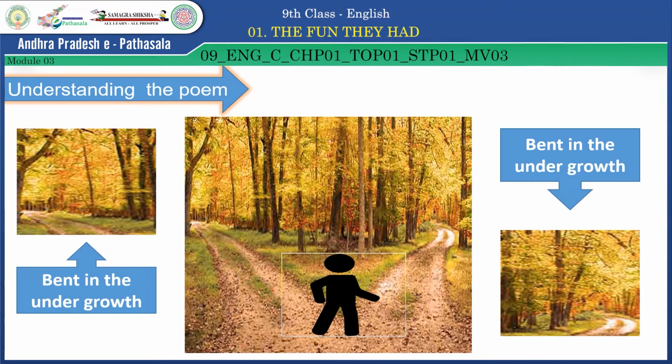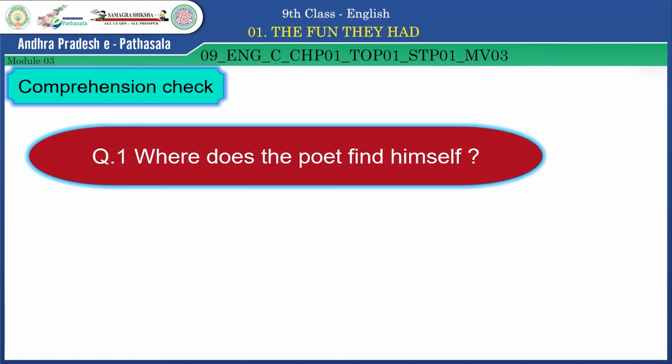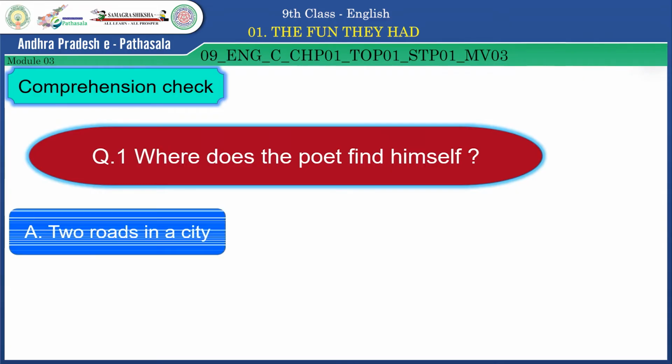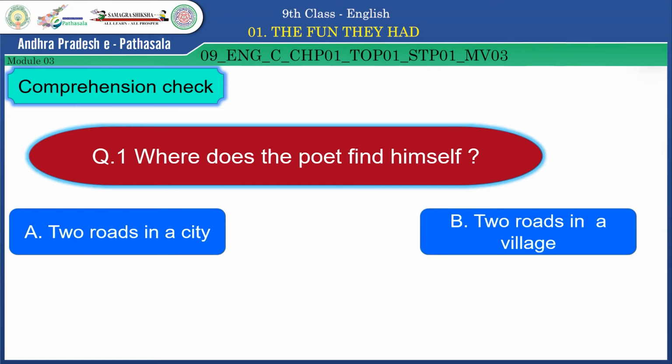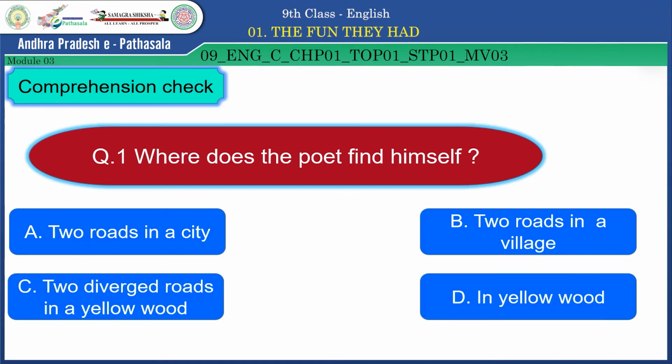Let's check our understanding with a few questions. Where does the poet find himself? Two roads in a city, two roads in a village, two diverged roads in a yellow wood? What is your answer as per the poem? Yes, you're right. Your answer is C. Hooray! Let's go to the next question.